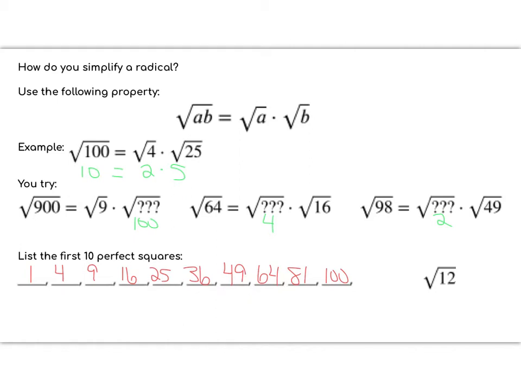So when I look at the square root of 12, I'm asking myself, what's the biggest one of these perfect squares that divides 12? Well, 4 divides 12. So I'm going to split the square root of 12 into the square root of 4 times the square root of 3. Notice I wrote the perfect square first, okay? Now, we know the square root of 4 is 2. The square root of 3 is irrational. I can't simplify it any farther. It is not a perfect square. So the square root of 12 is 2 times the square root of 3. We will usually read that as 2 root 3.